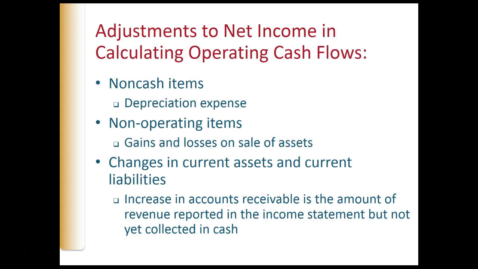Non-operating items would include gains and losses on the sale of long-term assets that don't affect operating cash flow. Common examples are gains and losses from the sale of land, building, and equipment.